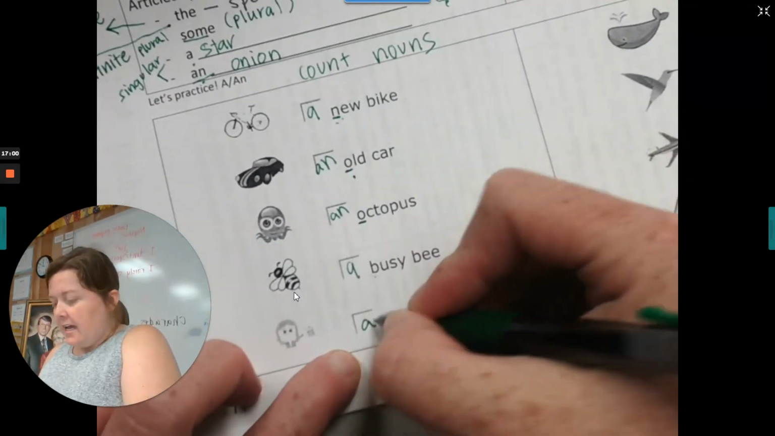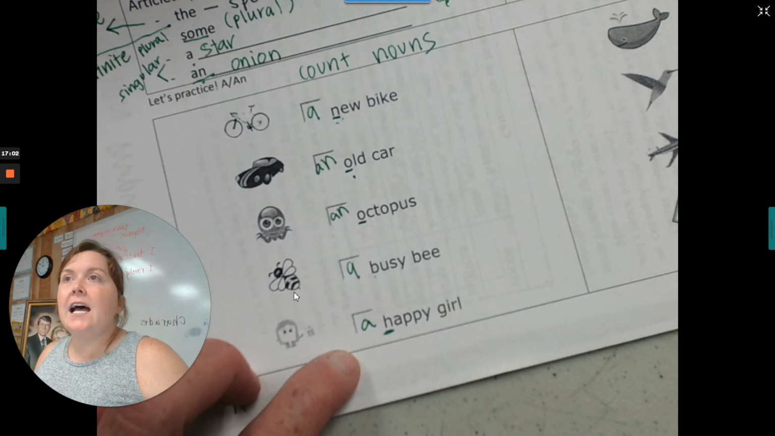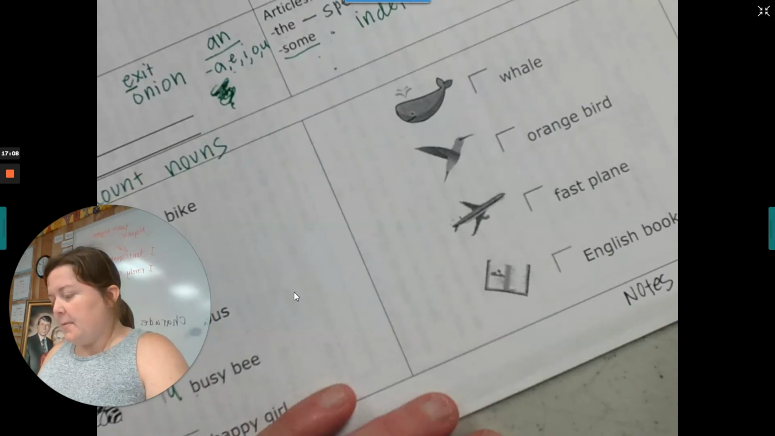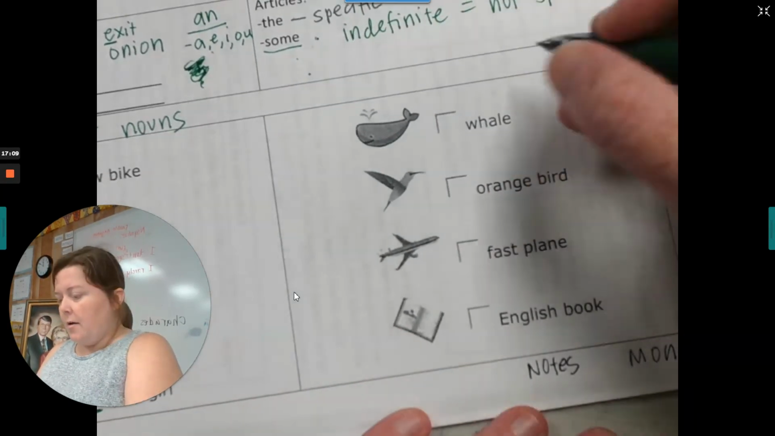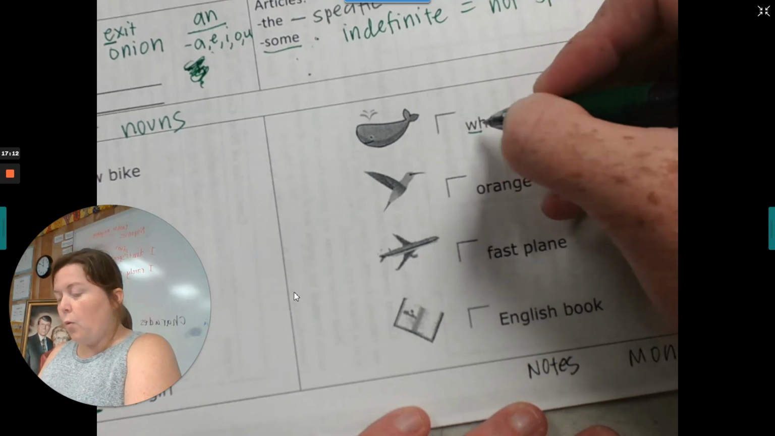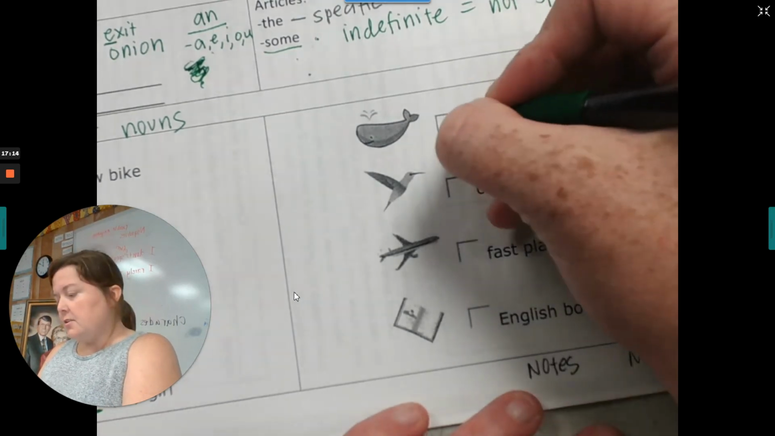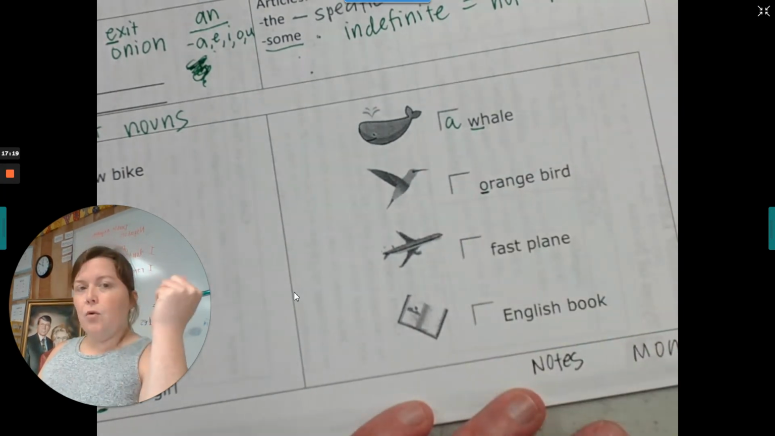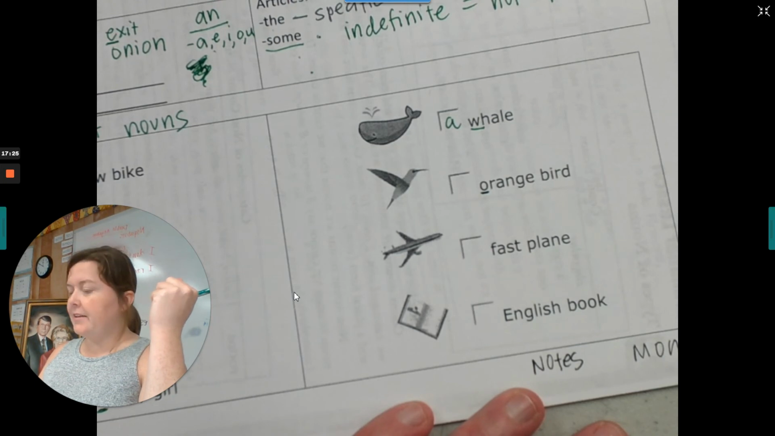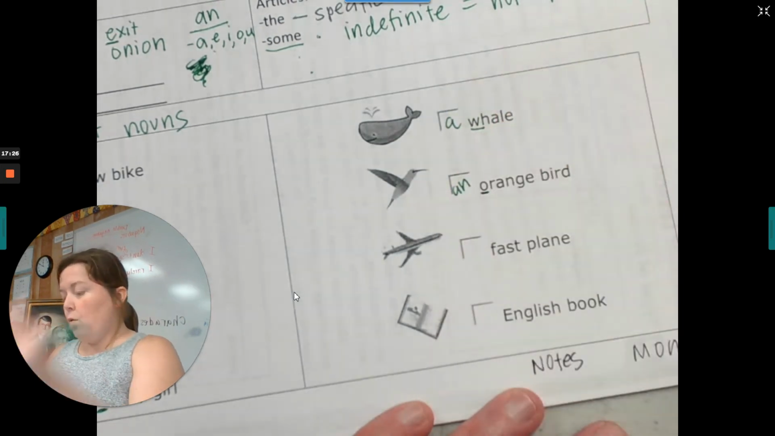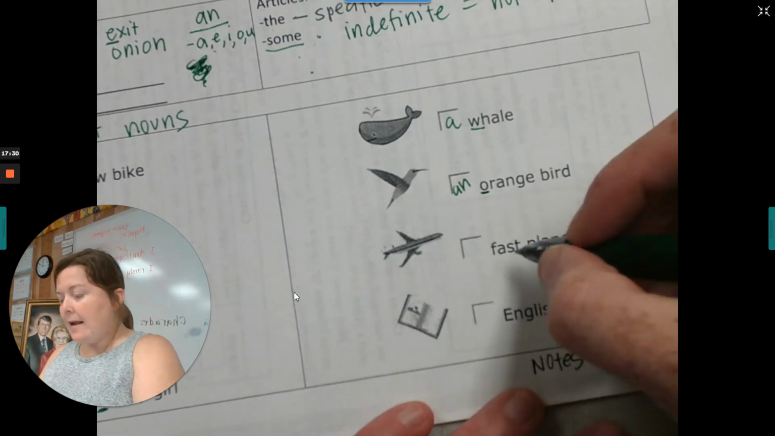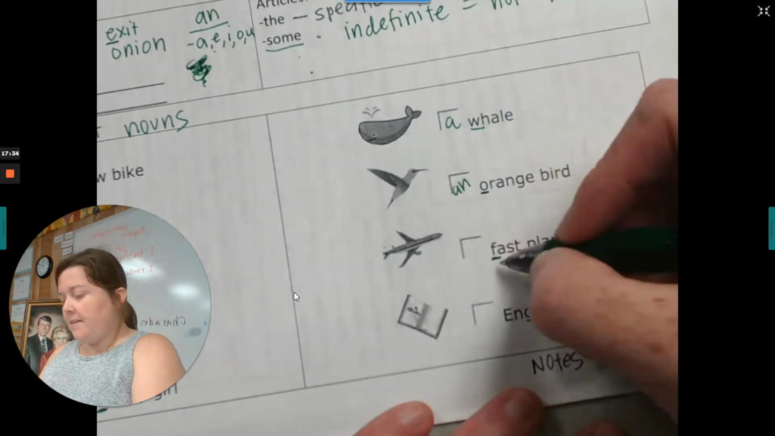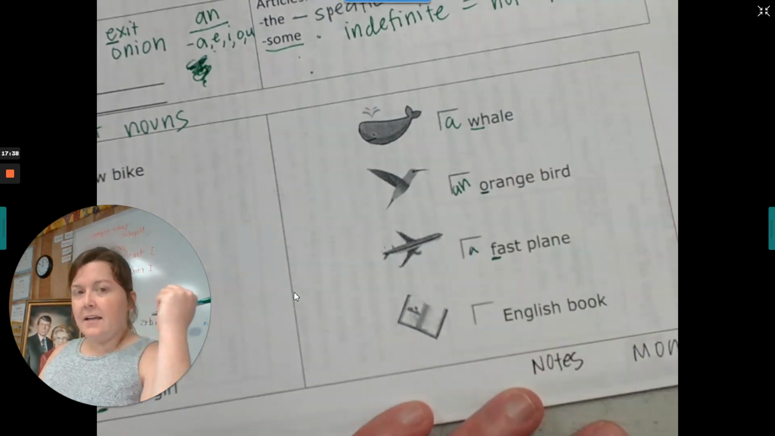So whale, whale, is the beginning sound. So that'll be a whale. Okay, look, here's orange bird. Orange bird. What do you think? An orange bird. All right. Fast plane. F sound. A fast plane. All right, and then here's our last one. English book. A-E-I-O-U. So this is an English book.